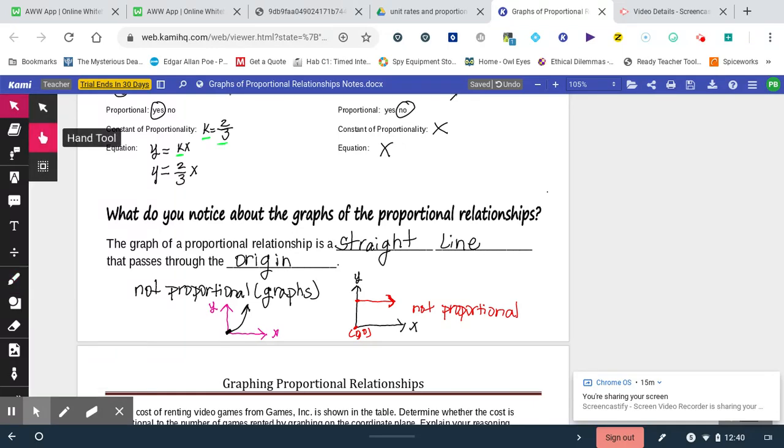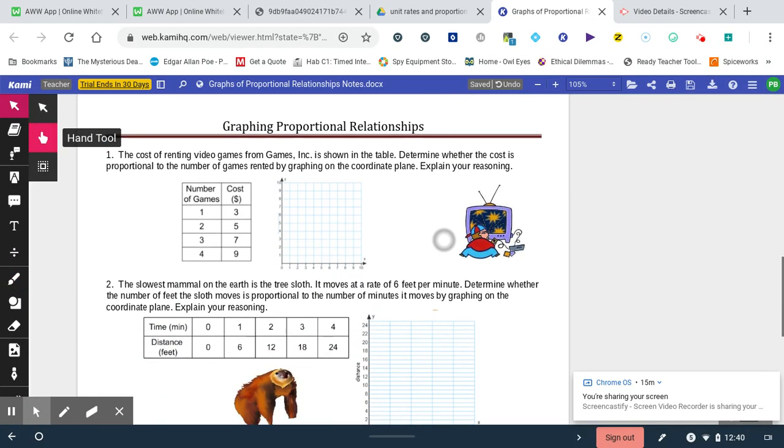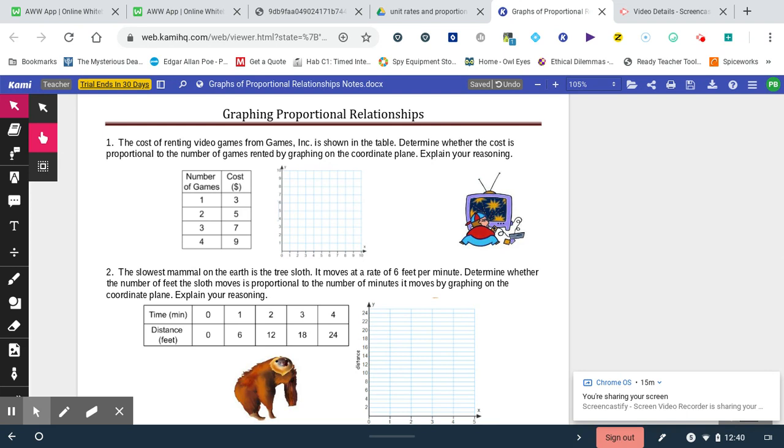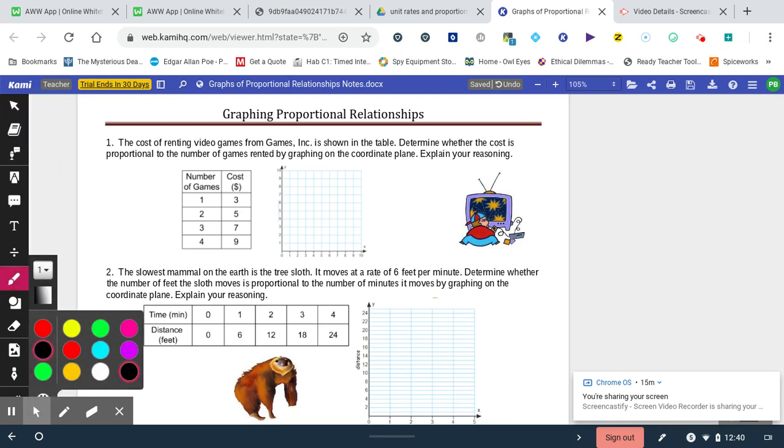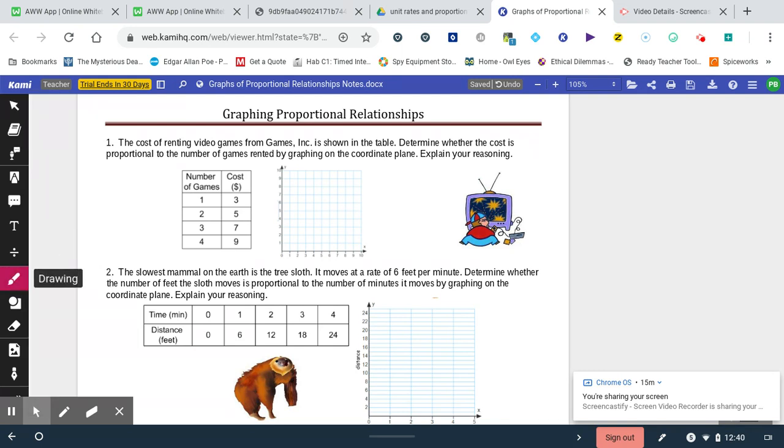Let's go to the next page. All right, the next page says the cost of renting video games from Games Incorporated is shown in this table. Determine whether the cost is proportional.